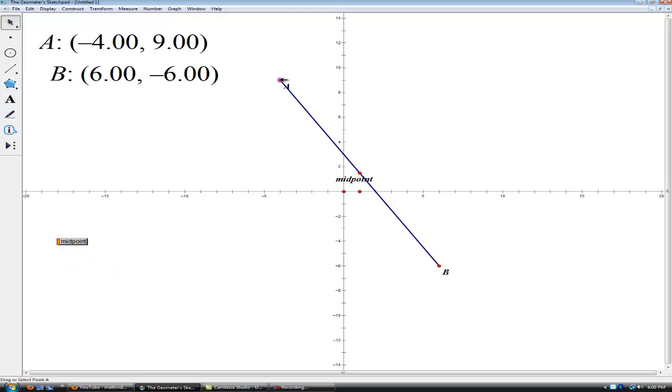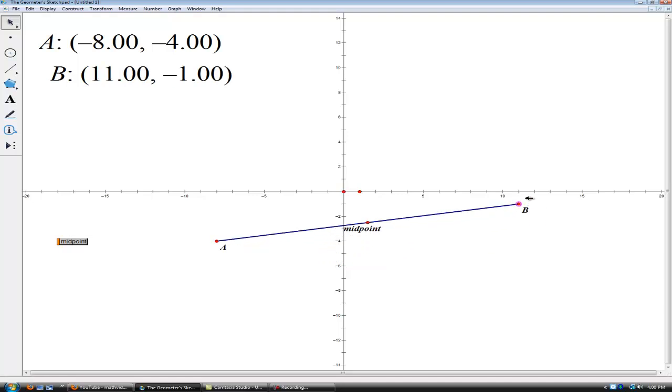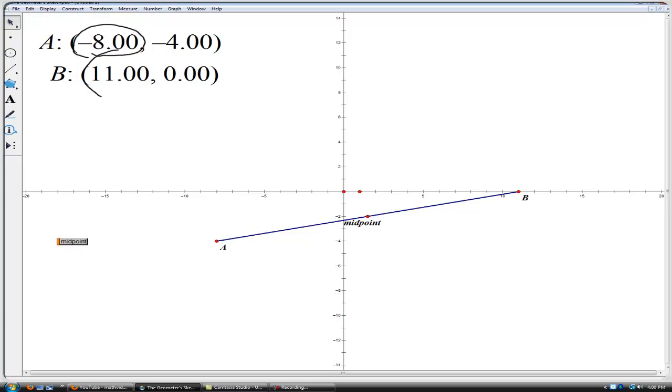Let's do one more. Let's move this point A to quadrant 3, and let's move point B to right here on the x-axis. So these are the coordinates now for B and A. Remember, to find the midpoint x value, we want to add the two x values together, -8 plus 11, and adding is commutative, so it wouldn't matter if you added 11 plus -8 or -8 plus 11. You get the same thing. And then we want the average, so divide by 2. That gives us 3 over 2. So my midpoint has an x value of 1.5, or 3/2.